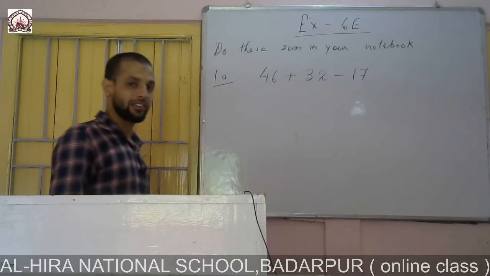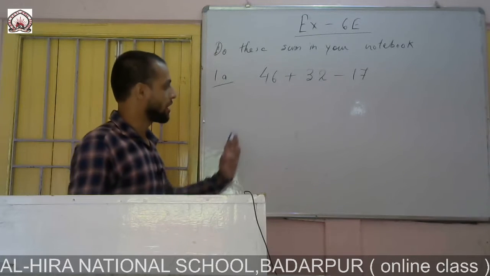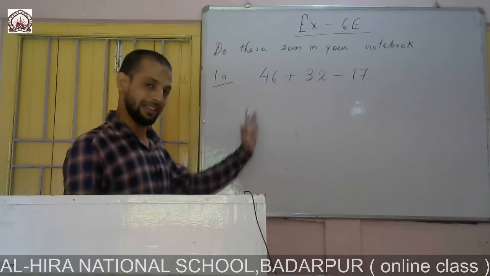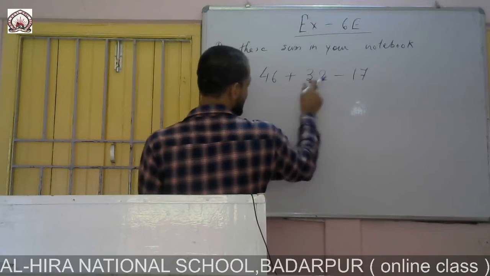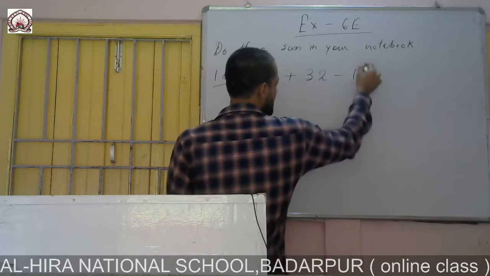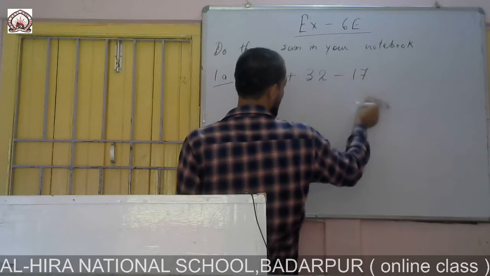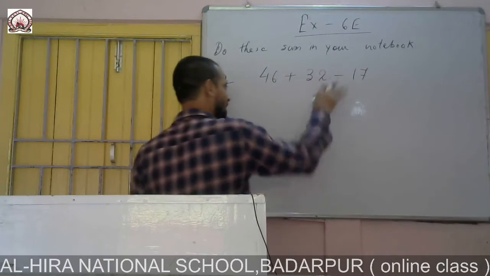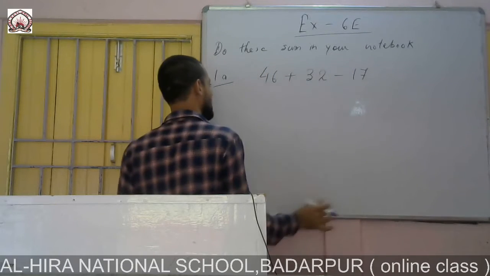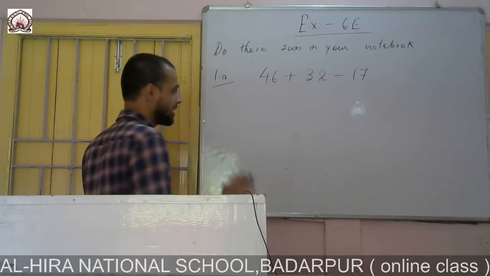In this case, as it is known to us all, first of all we have to add, then we have to subtract. Okay. So these two numbers, at first we have to add 46 and 32. We have to subtract this number later. Why? Because before this 17 we get a minus sign. So that is why we have to do this part at last. First of all we have to get the result of addition.